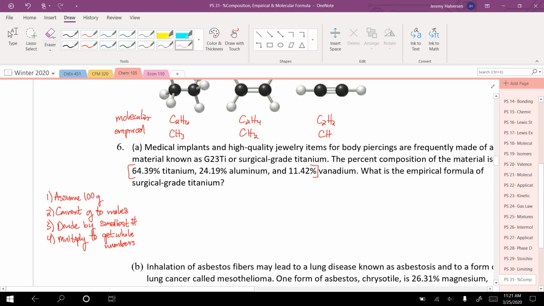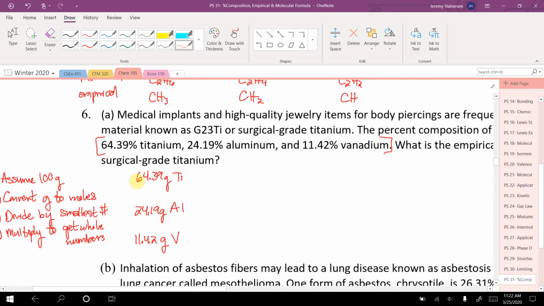So let's see what that looks like. So why do we assume 100 grams? Could we assume any amount of grams? Sure. But we assume 100 grams because then these percents just turn right into grams. So we have 64.39 grams of titanium, 24.19 grams of aluminum, and 11.42 grams of vanadium. Okay, but this now gives us grams, but we want mole ratios, so we're going to change these grams into moles.